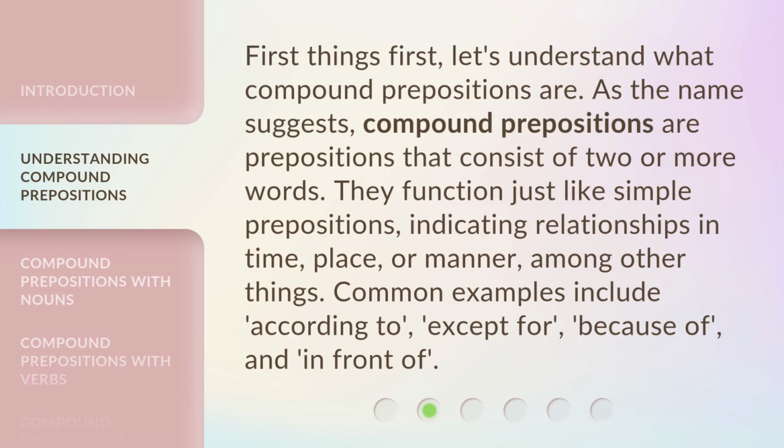First things first, let's understand what compound prepositions are. As the name suggests, compound prepositions are prepositions that consist of two or more words. They function just like simple prepositions, indicating relationships in time, place, or manner, among other things. Common examples include according to, except for, because of, and in front of.